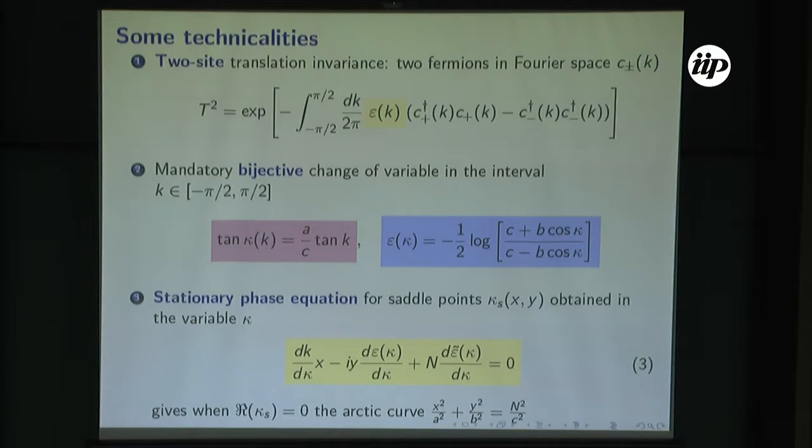Yes, capital N is half of the total length of the strip, which is related to some square root of 2 times the length of the domain wall boundary condition lattice that you picked inside. Okay, so that's the stationary phase equation that you can actually solve for k or kappa, the same. And there will be a function of x and y. Imposing that the real part of this function is zero, you get the Arctic curve, because it's the region in which the stationary points collapse. It's always the region where the real part of the stationary point is here.